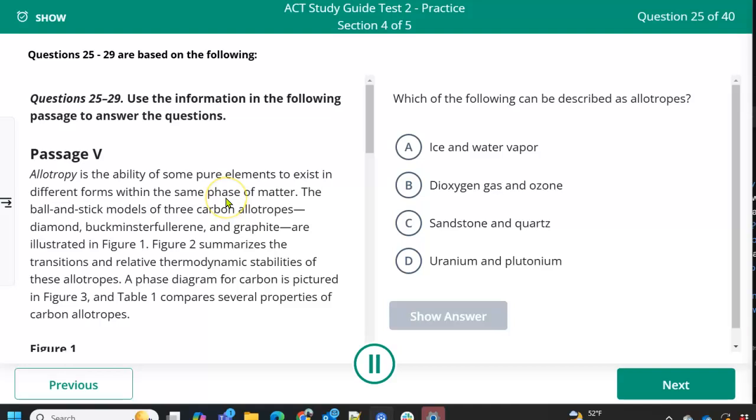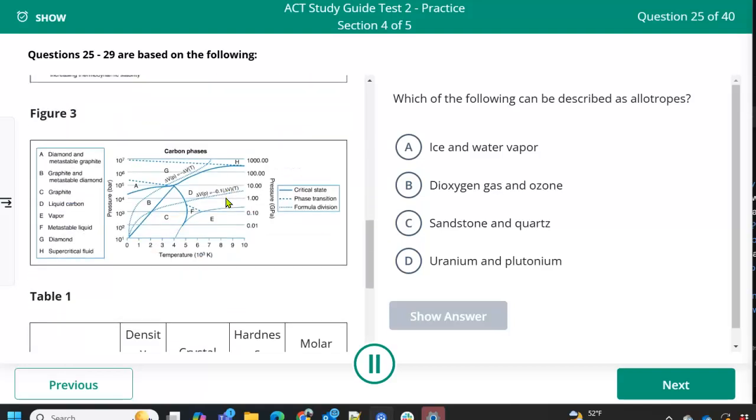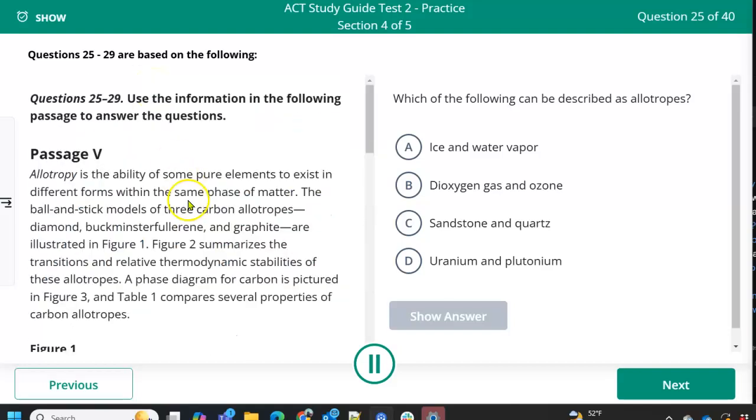Wait a minute, let me see the phase diagram for carbon here. Temperature, phases. Okay, so yeah, you can see with the phases of carbon, D is a liquid, E, vapor, that would be a gas. Diamond, that's a solid. So for phases, we're talking about liquid, gas, and solid.